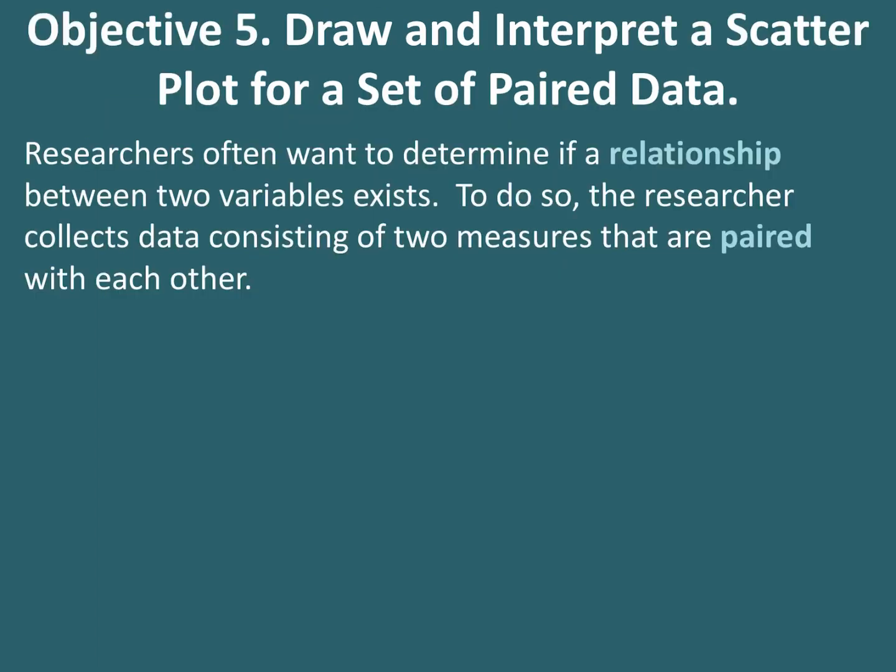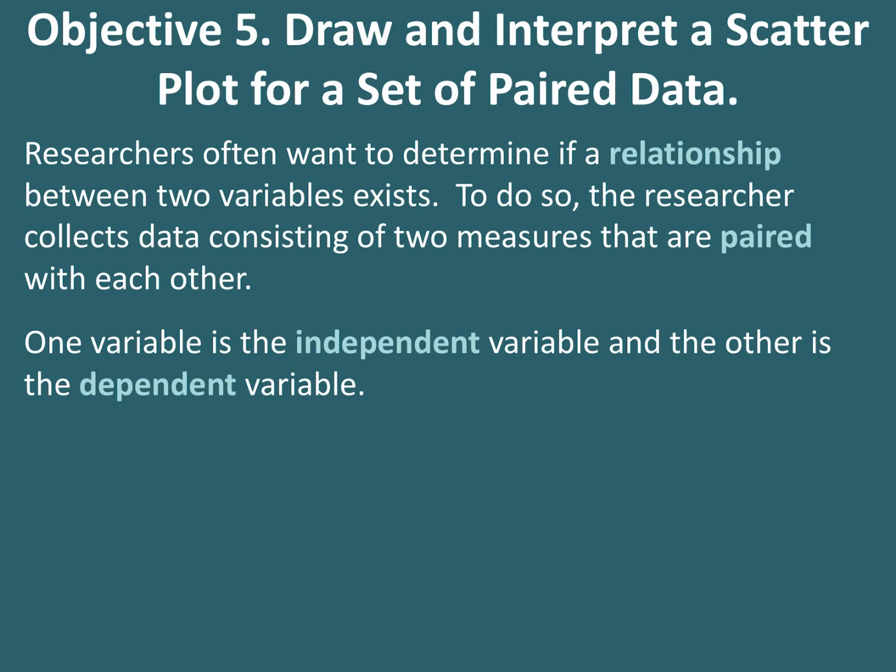Let's go ahead and draw and interpret a scatter plot for a set of paired data. Researchers often want to determine if a relationship between two variables exists. To do so, the researcher collects data consisting of two measures that are paired with each other. One variable is the independent variable, and the other is the dependent variable.